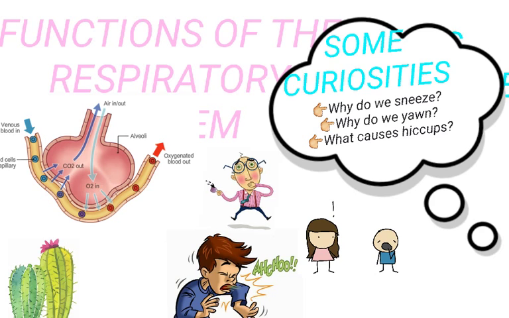Pulmonary ventilation. Each lung contains 150 million alveoli. In these alveoli, the interchange of gases takes place. Oxygen and carbon dioxide move from one place of a higher concentration to a lower concentration.